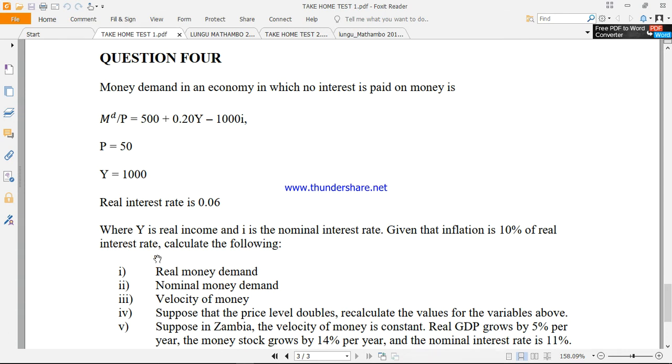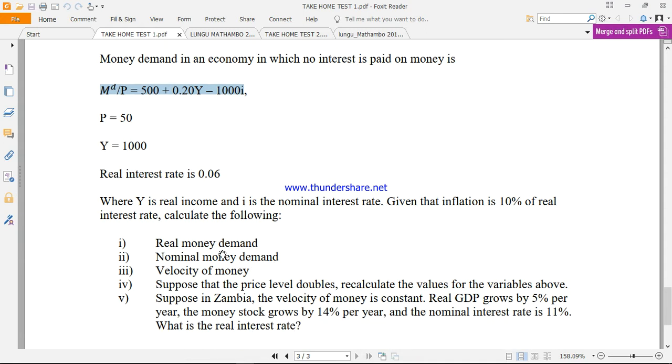Okay, so I think the issue is just here. Given that inflation is 10% of the real interest rate, we understand what the real interest rate is. It's just this one, 0.06, we've been given there. And then this is nothing but just the normal money demand function, which is of course a function of output and the rate of interest. And the price level and output we've been given.